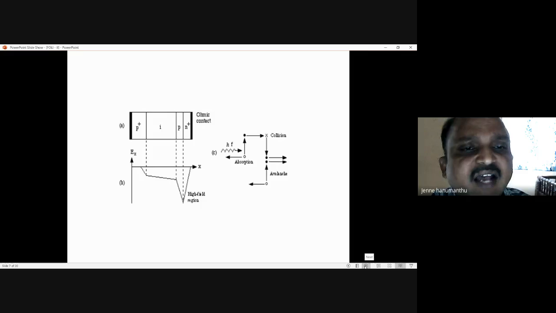Like this, as per the syllabus, we have only PIN and APD. Right? This is about your photo detectors. And tomorrow we'll see the remaining topics.